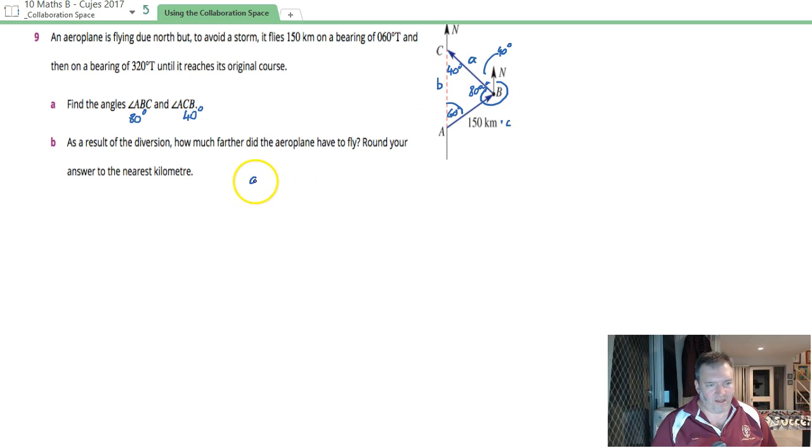So let's go ahead for side length A. A divided by sine A is B over sine B, and C over sine C. We know our rule. What are the pairs I know? Well, I know 150 kilometres and 40, and I'm going to try and find A first. So I've got A divided by the sine of the opposite angle, which is 60, and that's equal to 150 divided by the sine of the opposite angle, which is 40.